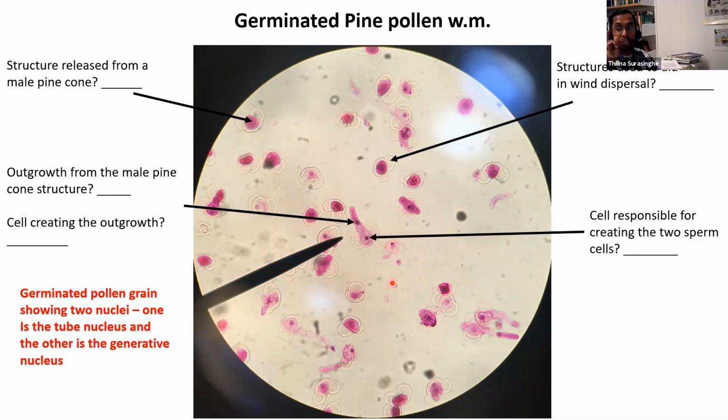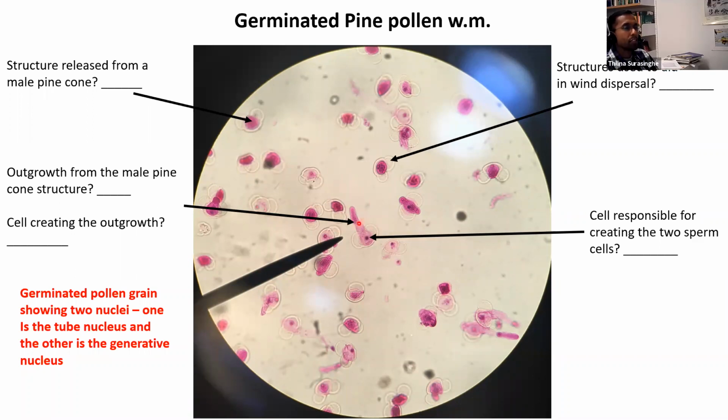Gametophyte is not a cell. Remember that, it's an actual multicellular structure. It is the generative cell. And look at the name of this particular outgrowth that comes out of the pollen grain and goes into the female gametophyte. What do you call this structure? Starts with letter T. Pollen tube. Correct, you can call it pollen tube.